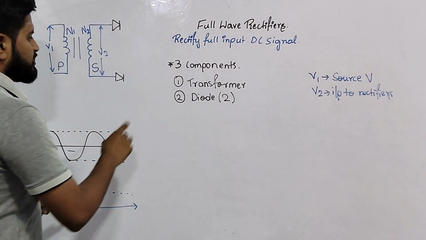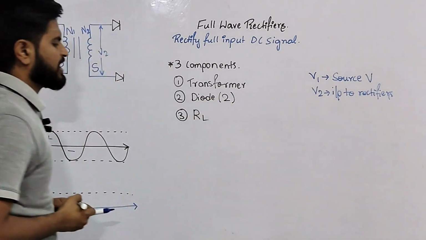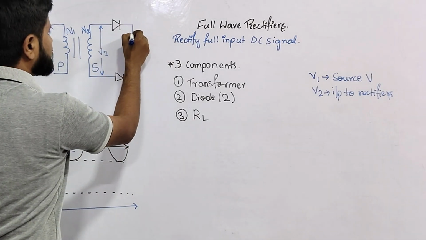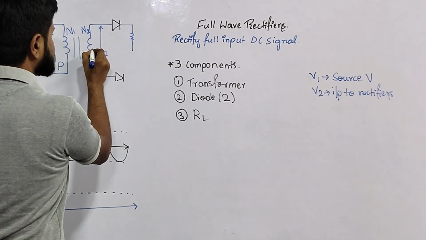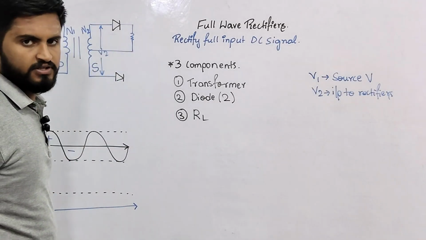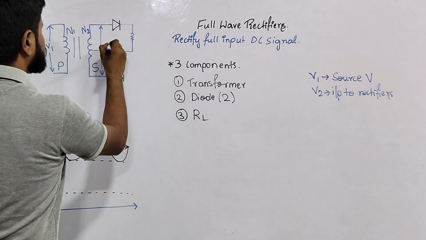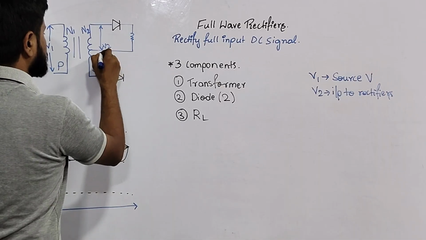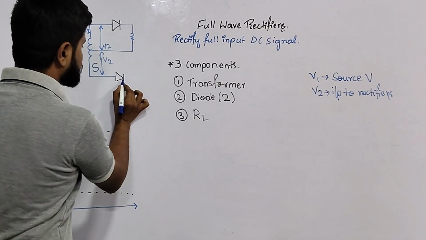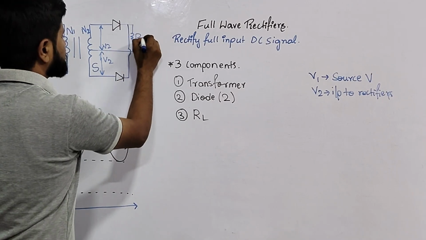Now the third component is the load resistor. Let me call it RL, the load resistor. Since it is a full wave rectifier, I connect the load resistor to the center of the secondary coil, and I split V2 into two parts. This will be part 1, this will be part 2. The same voltage will be in the two parts. Now I connect the diodes, taking the connection from here. So this is the load resistance RL.